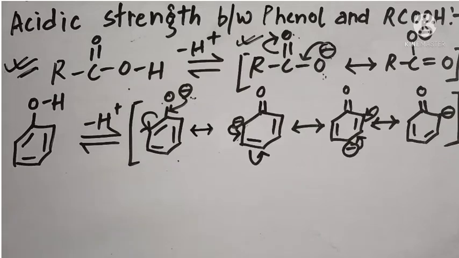Okay, so now let us discuss the effect of substituents. In the case of carboxylic acid, if a substituent is attached to the carboxylic acid, whether it is electron withdrawing or donating, what effect does it have on your acidic strength? So let us just see that.